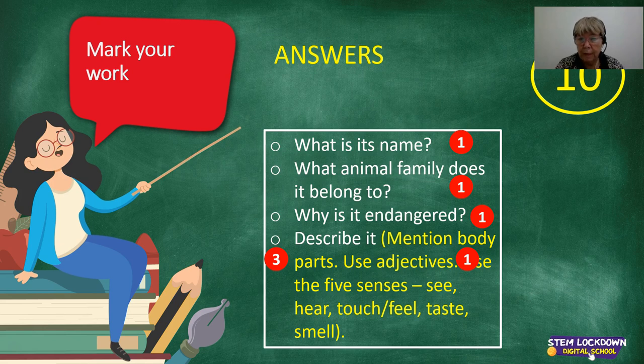Then if you mentioned 3 different body parts, give yourself 3 marks. And did you mention at least 3 of the senses, what you could either see, hear, touch or feel, taste or smell? Did you mention 3 of those? 3 marks. If you only spoke about 2 of those things, 2 marks. So the total is 10. Can you give yourself a mark out of 10? And keep it somewhere so that we can add it all up at the end.